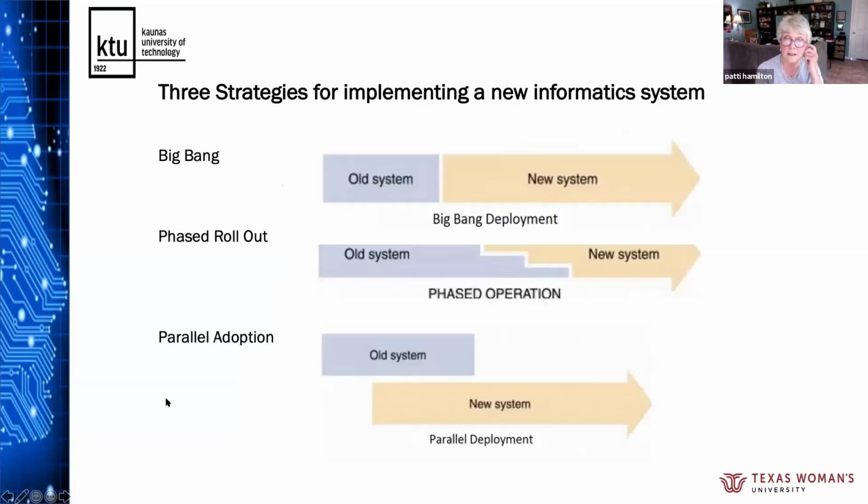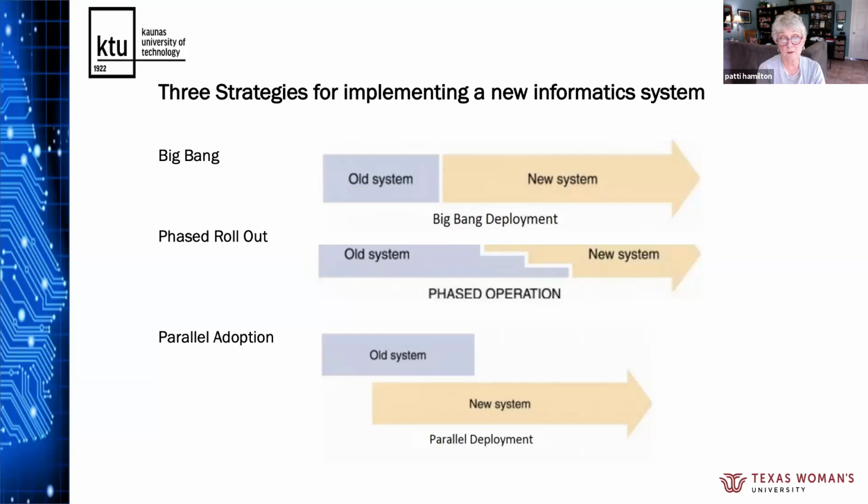So there are three kinds of ways that people do rollout. One we call the Big Bang. And that is, you've got an old system, or maybe it's a new document on the EHR, or maybe it's a whole new piece of equipment. You use your old system while you're planning, and as soon as you get your program ready to roll out, you immediately stop using the old system and bring in the new one. And that's called the Big Bang.